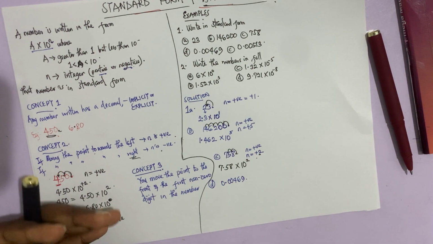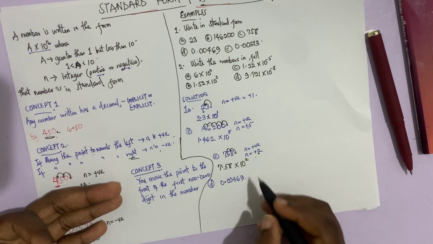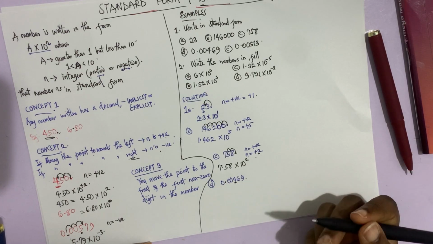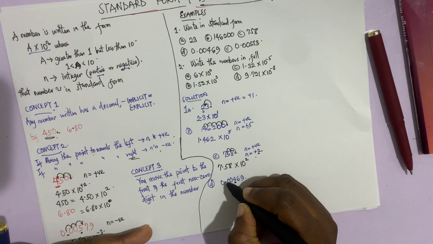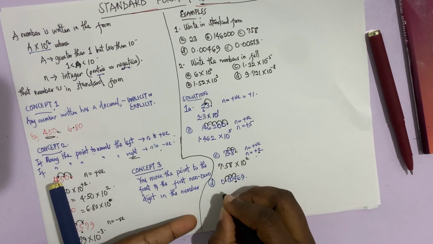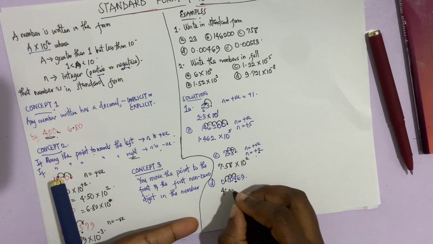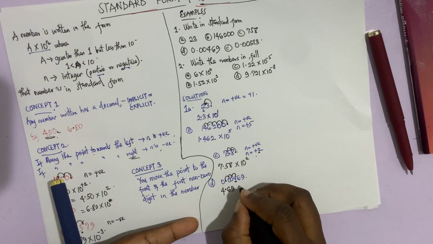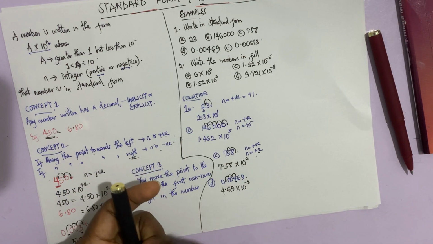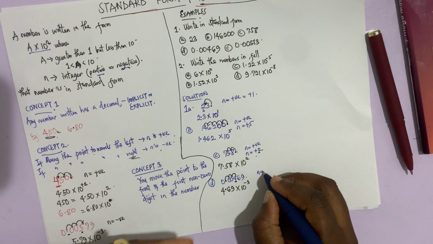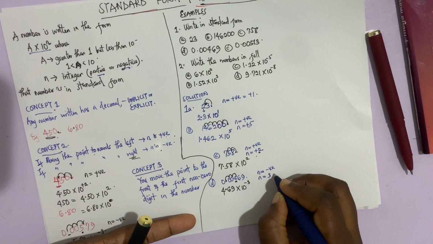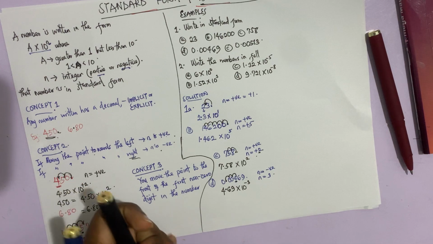0.00469. We have an explicit decimal here. We want to move it to the front of the first non-zero digit, which is 4. So we start moving towards the right: 1, 2, 3. So this becomes 4.69 times 10 raised to power minus 3. Minus because we're moving towards the right, so it's negative, and we moved 3 times, so that's why it's minus.